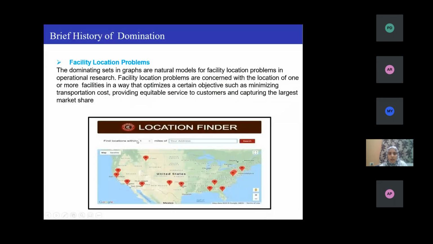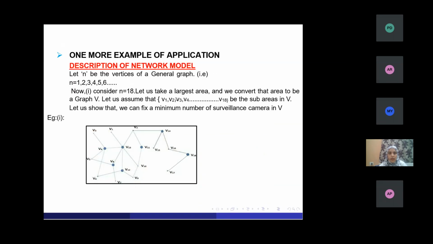And facility location problems. Domination sets in graphs are natural models for facility location models in operations research. In this way, it optimizes certain objectives such as minimizing transportation cost, providing equitable service to customers, and capturing the largest market share. This is also a powerful application in location finding.